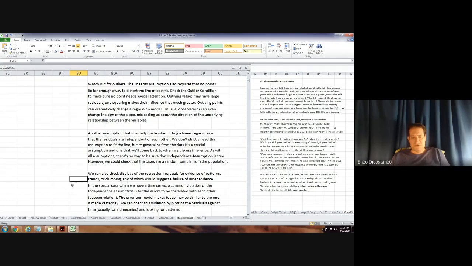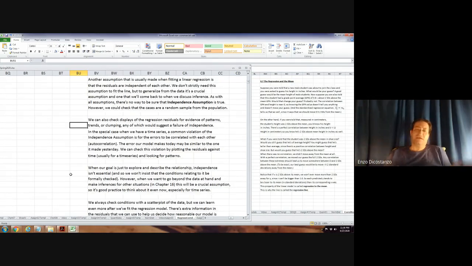Plot the residuals, look for patterns. And in the next example that we work on, we're going to plot the residuals versus the predicted y, and I'll show you how to do that. Explore and describe the relationship. Independence is essential.